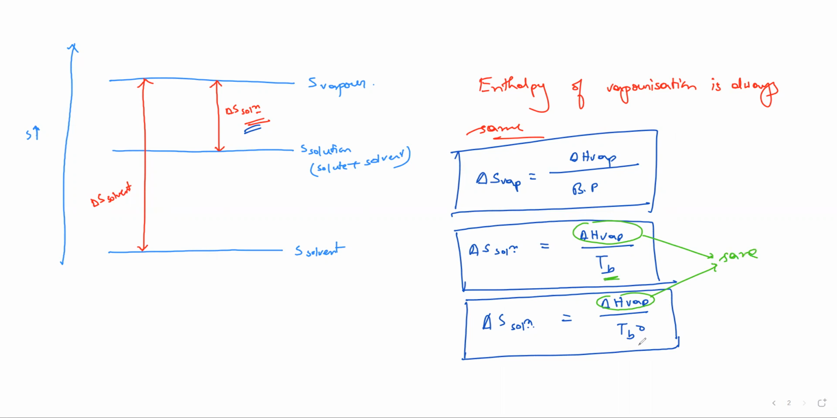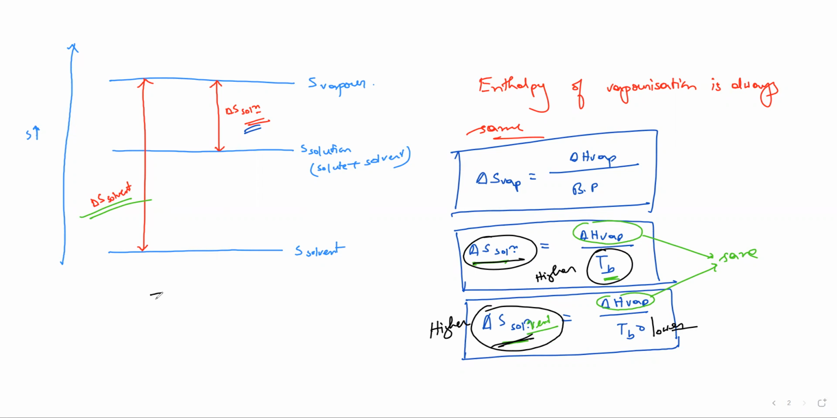Now tell me, TB and TB naught, which value is high? How can you find? Look, this value and this value. Del S of solution or del S of solvent? Definitely del S of solvent value is higher. If this value is higher, definitely this value should be lower. So can I write this value is higher as compared to this one? So TB value is higher as compared to TB naught. So from here we can say TB value is always greater than TB naught.